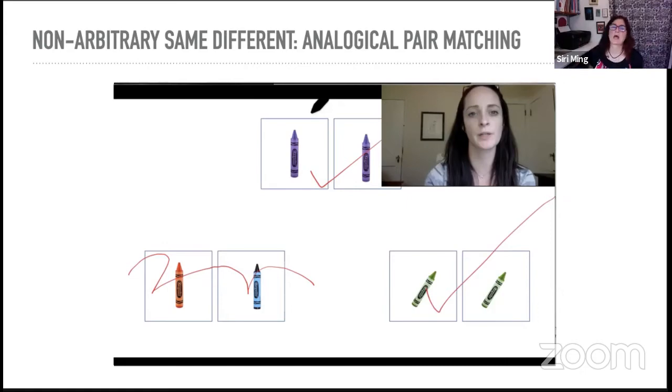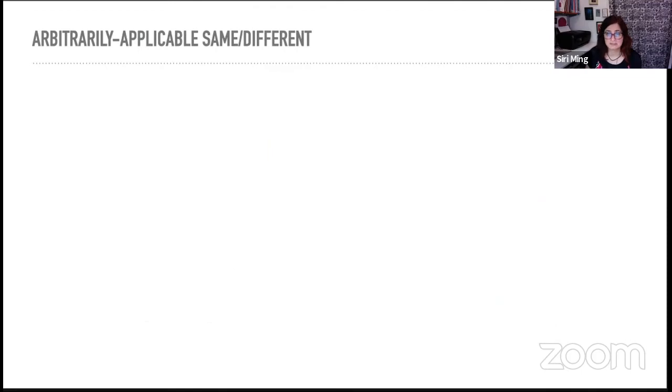So back to this, though, non-arbitrary, we can establish lots and lots of pretty complex relational responding, even at the non-arbitrary level, before we move into arbitrarily applicable same and different responding. What that means is that now you can't see or hear or smell or taste or touch why these two things are the same or why these two things are different. It's only based on some socially made up reason for these things to be the same or different.